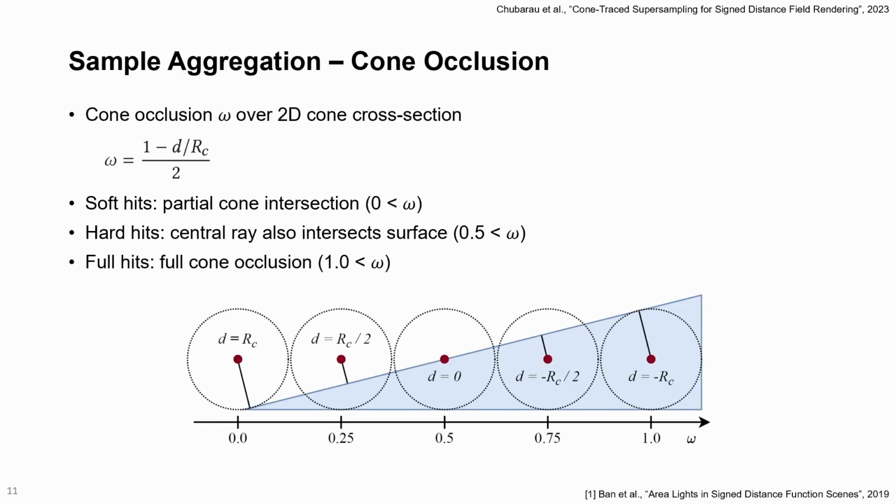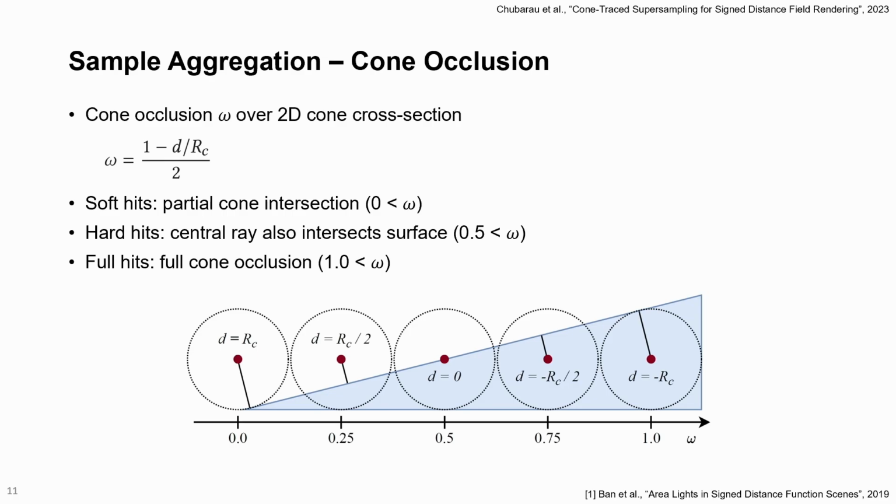So for each sample, we define the visibility based on a metric called cone occlusion. We illustrate here, in the circular cross-section of a cone, how the traced surface intersects with the cone. Basically, the cone occlusion will range from 0 for very small intersections to full cone occlusion for almost the entire cone.